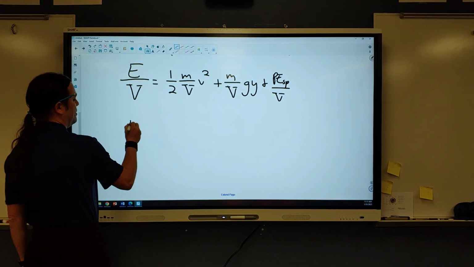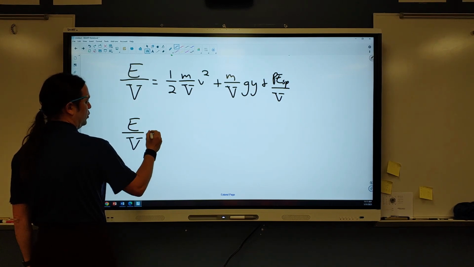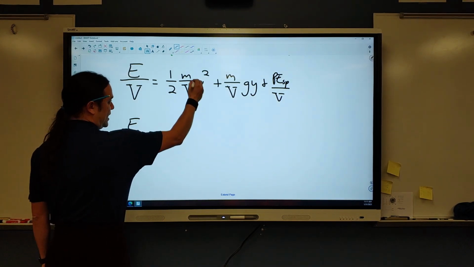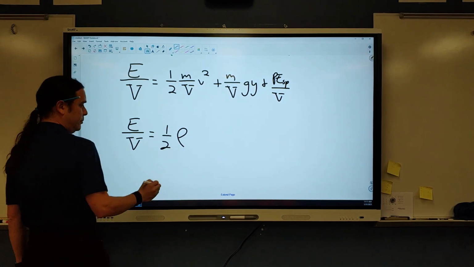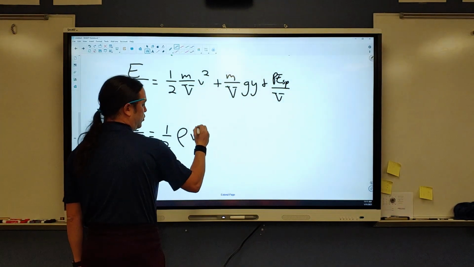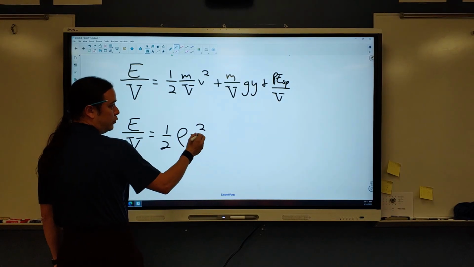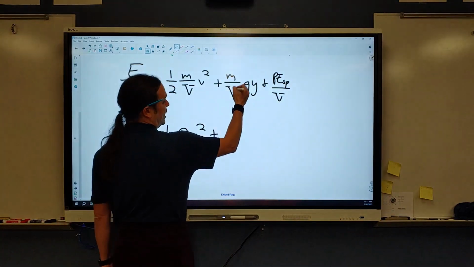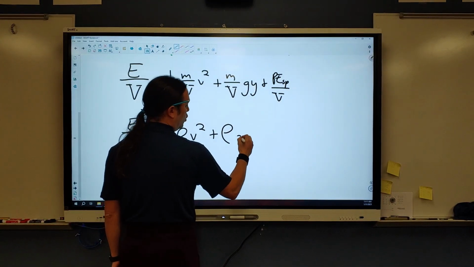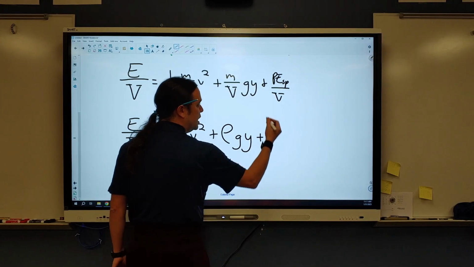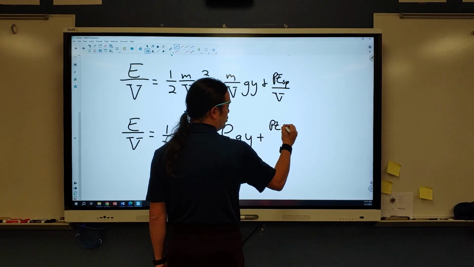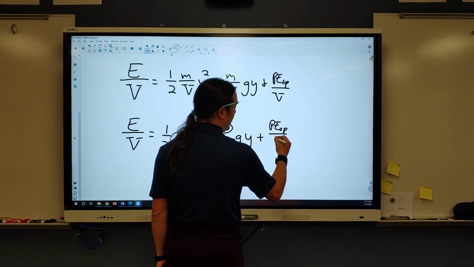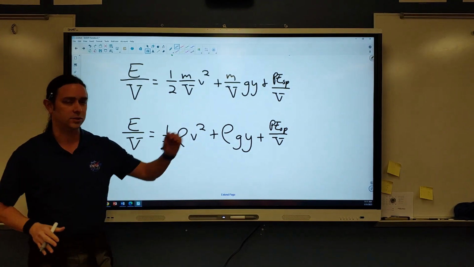But I end up with some energy divided by volume, which equals, well, mass divided by volume is just our density. So m divided by V would give me my density, 1/2 rho v squared, plus I've got m divided by V, well that would be rho gy, plus some value over here, which is some spring potential energy, effectively, divided by a volume. Now why do I say that that's a spring potential energy?